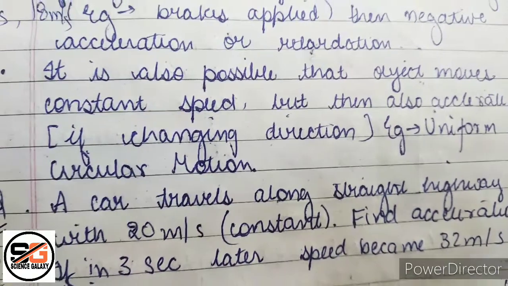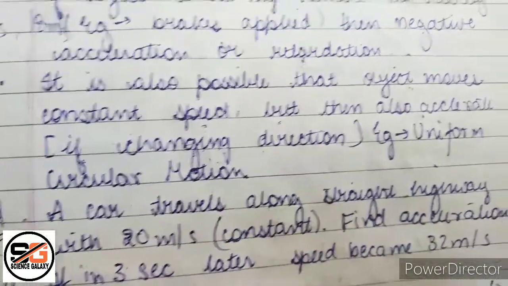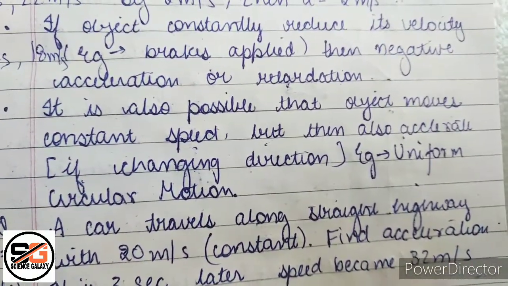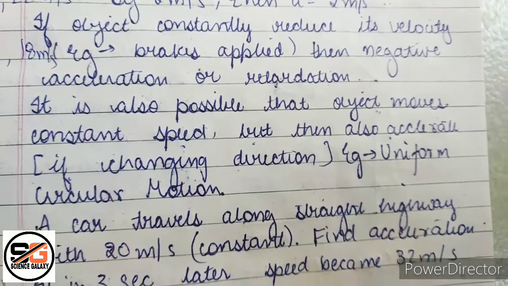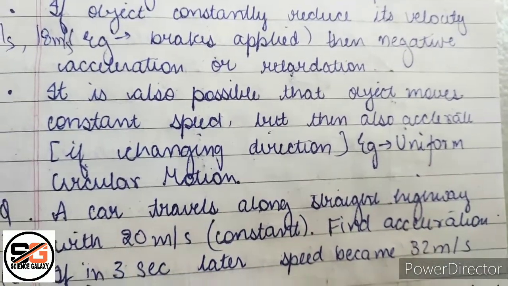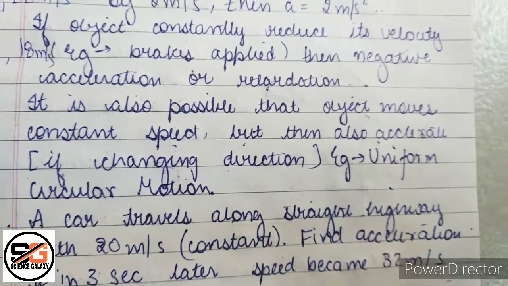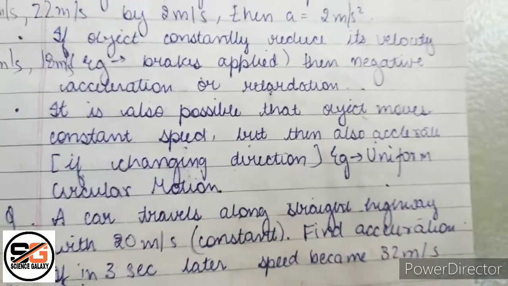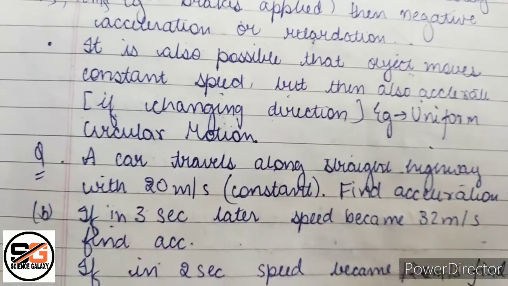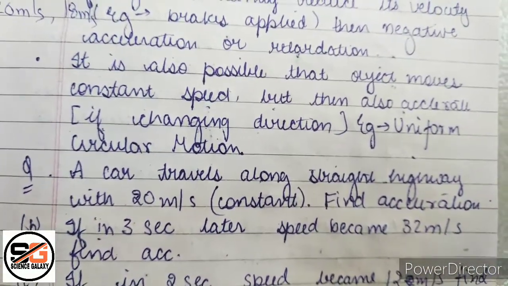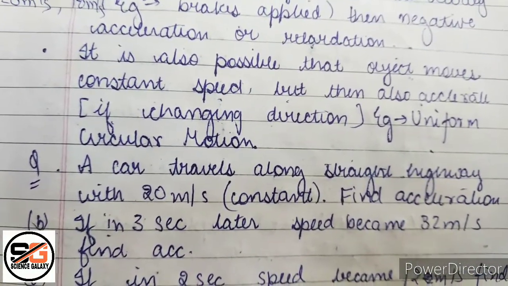For example, consider uniform circular motion. I was moving with 5 meters per second speed only, but in a circular motion I was changing my path, changing my direction, and if I changed my direction, my velocity will be changed, and if velocity changes, then acceleration is not equal to 0.